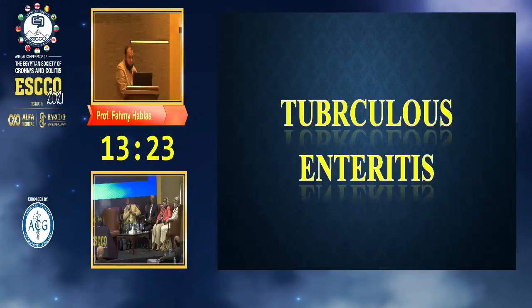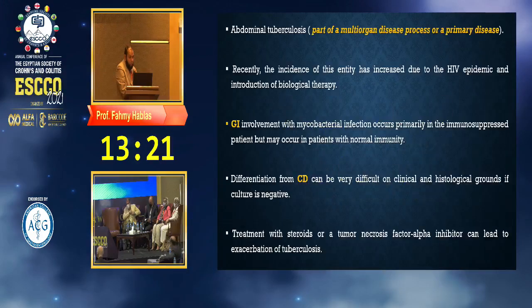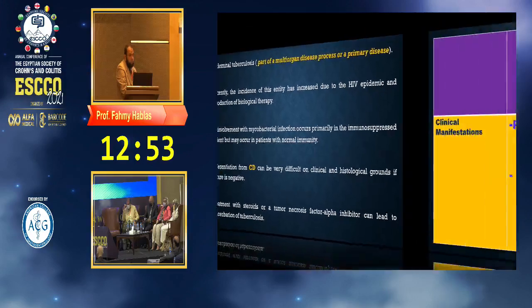The tuberculous enteritis in Crohn's disease: abdominal TB may be a primary site or a part of multi-organ affection. Recently, we have increased incidence of TB due to HIV and the biologics. GI involvement may be in immunocompromised and immunocompetent also. The differentiation between Crohn's and the TB may be difficult in endoscopic and the clinical features if the culture is negative. Treatment with a steroid and the biologic may flare TB.